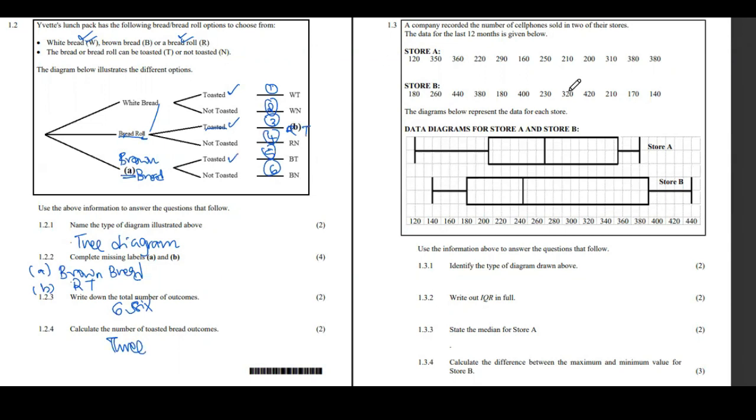All right, when you look at question number 1.1.3, it looks at a certain diagram. The diagram that we see above here is called the box and whiskers. Identify the diagram above. These ones we call them box and whiskers together. Now once you see such a diagram, this is under data handling.